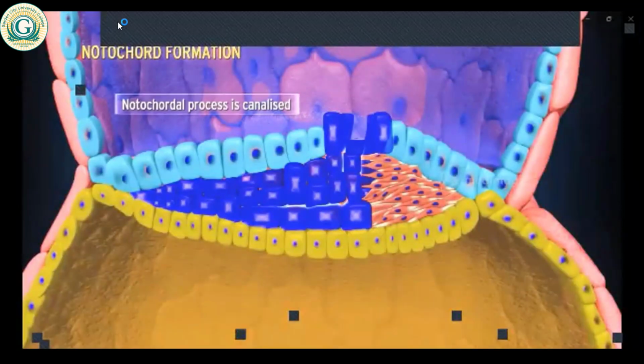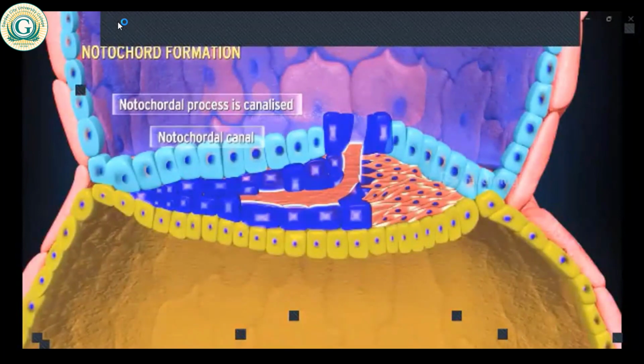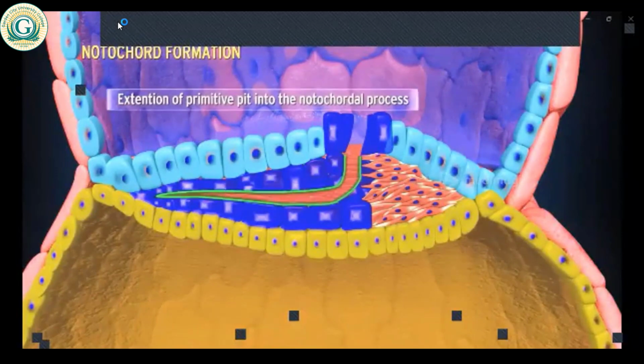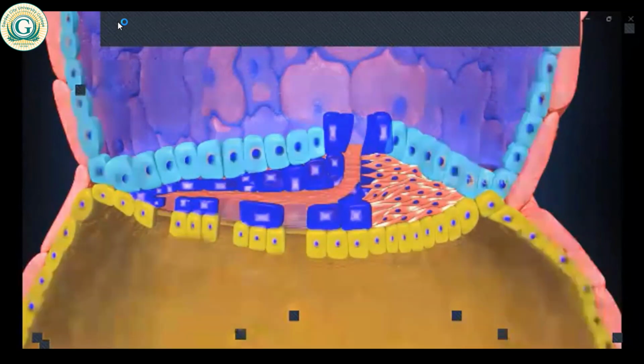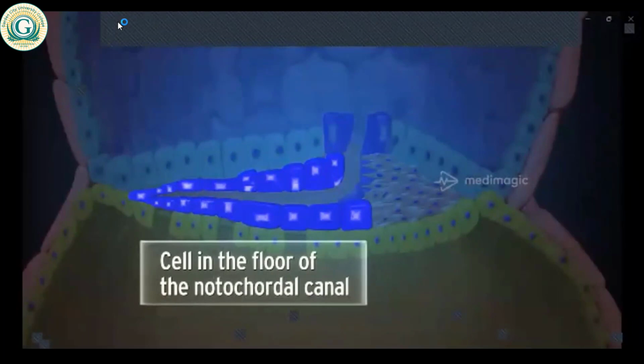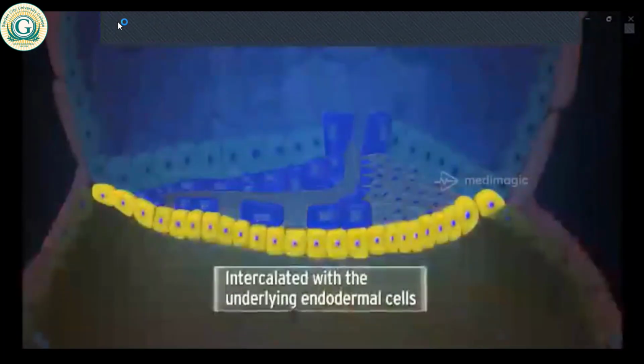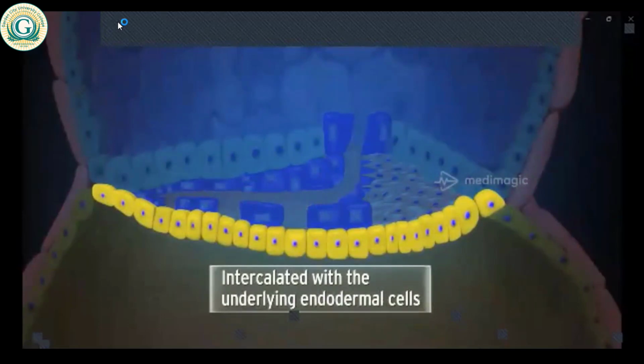Soon, the notochordal process is canalized to form the notochordal canal by the extension of the primitive pit into the notochordal process. The cells in the floor of the notochordal canal become intercalated with the underlying endodermal cells of the roof of the yolk sac.